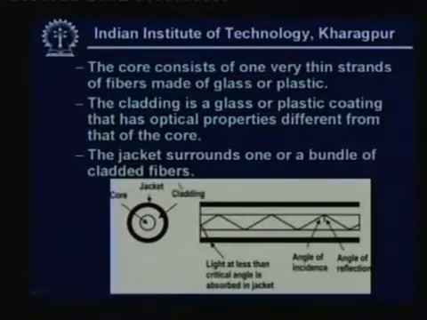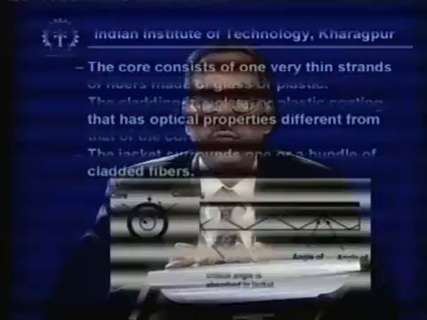And then the jacket surrounds one or a bundle of cladded fibers. So you can have either a single optical fiber cable or a large number of optical fiber cables bundled together with the help of a plastic sheet and taken from one place to another. Usually 4, 6, 8 or 16 pairs of cable. Normally it is used in pairs for data transmission in both directions, and 4, 8 or 16 pairs of cables are bundled together and taken from one place to another.